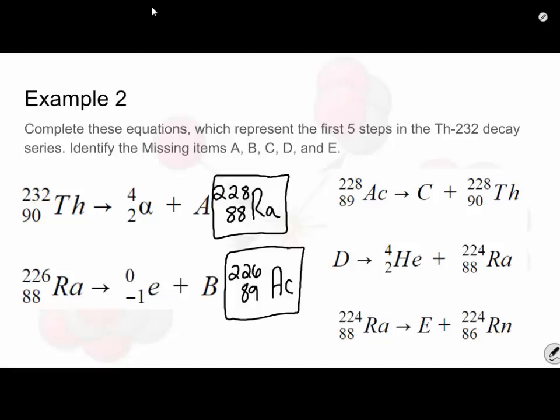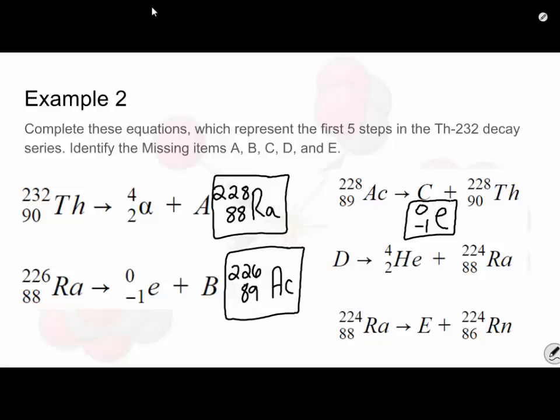Okay, let's try letter C. So here we have 228 on our left, 228 on our right. So we know we have to put in a 0 for our top number. Our bottom numbers, on our left we have 89, on our right we have 90. So 90 plus what is going to give us 89? And so we would say negative 1. Negative 1 plus 90 gives us 89. So that would be our beta particle. So our answer for letter C would be 0 over negative 1 e.